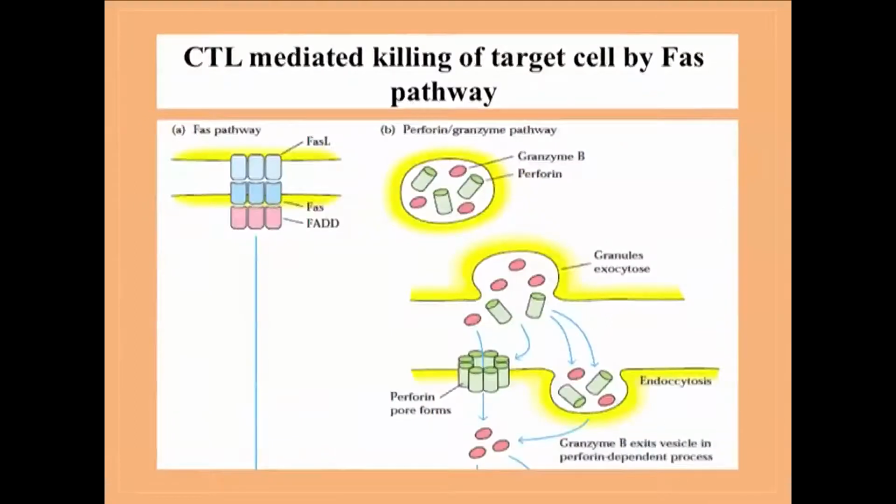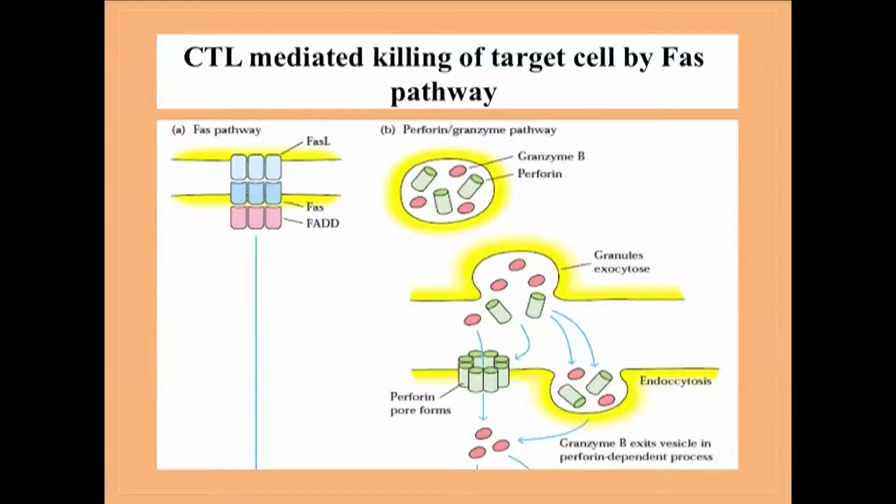And the granzyme B, which is also present at the junctional space, will enter into the target cell through those perforin-created pores. And once granzymes are inside the target cell, they will start apoptosis.